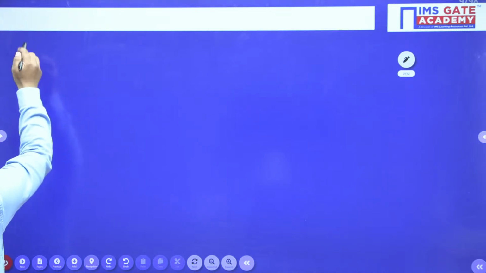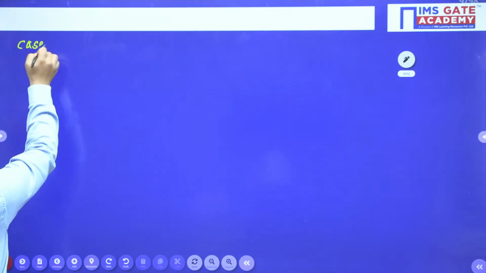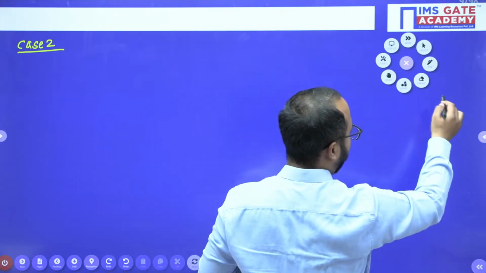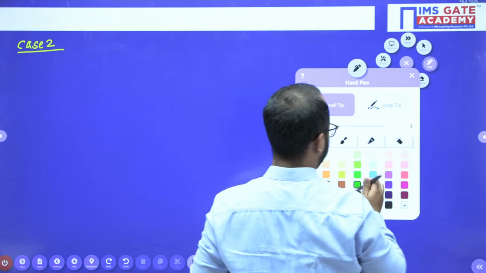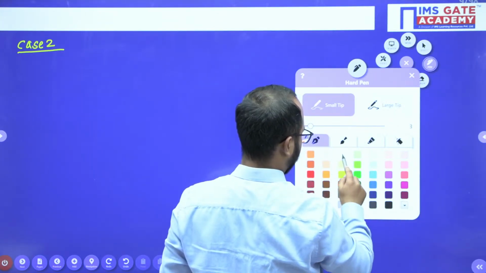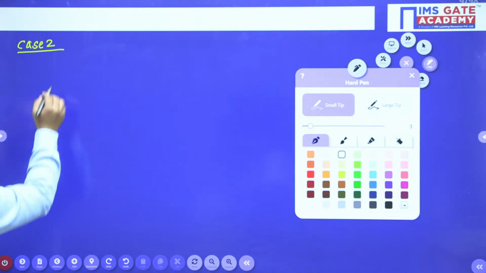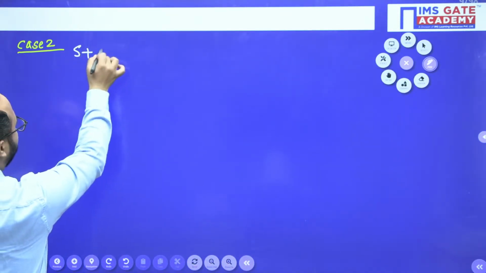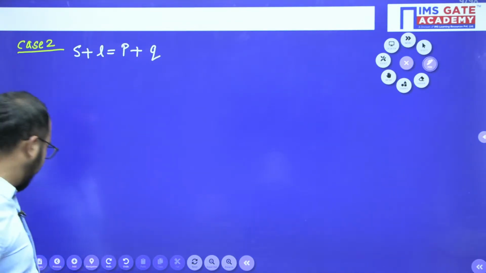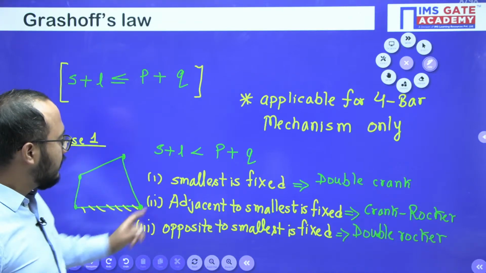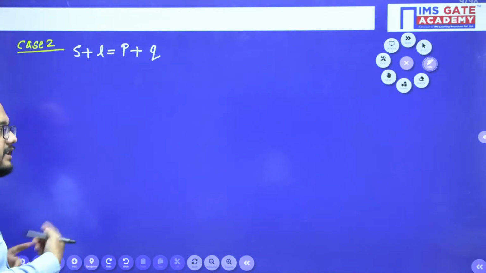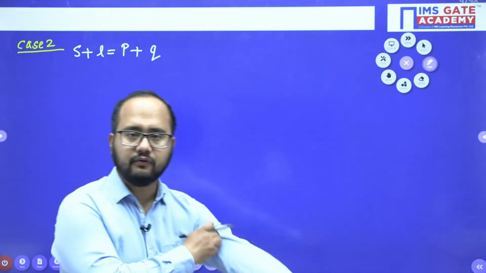Now second point, the second possibility. What is the second possibility here? Smallest plus longest equals P plus Q. Previously we said smallest plus longest is less than P plus Q. Now it is equal to, and again the law is satisfied, right?